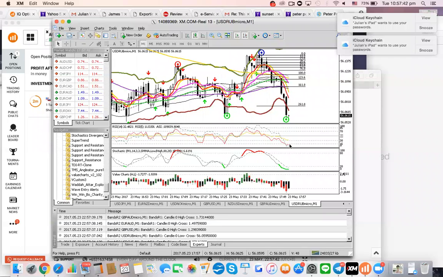RSI is flat, which is good. And then if I did this, just see where it breaks the RSI. Could be there. Yeah.